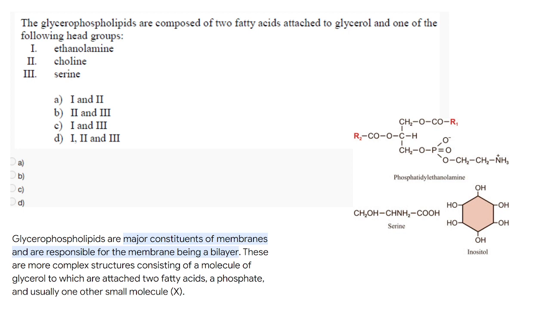Glycerophospholipids are composed of two fatty acids attached to glycerol and one of the following head groups: ethanolamine, choline, serine. So glycerophospholipids are a major constituent of membranes and are responsible for the membrane being a bilayer. These are more complex structures consisting of a molecule of glycerol to which are attached two fatty acids, a phosphate, and usually one other small molecule. So option D is correct here.